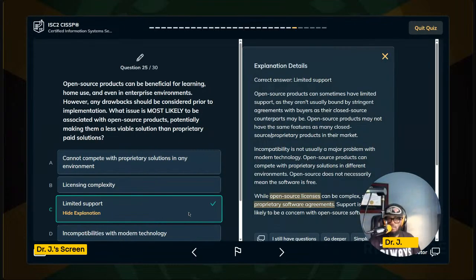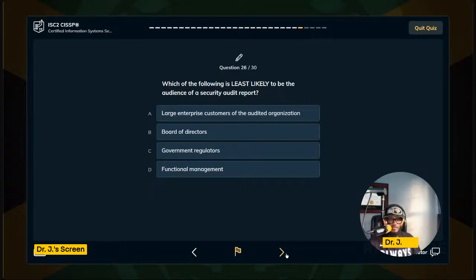Also, open source products can sometimes have limited support as they aren't usually bound by stringent agreements with buyers as the closed source counterparts are. Open source products may not have the same features as many closed source proprietary products in their market. Again, it's not going to have a help desk there for you with open source. It may have some documents, maybe on a Reddit or a GitHub or something like that. But that's essentially it. So you really have to know what you're doing if you're going to use open source, especially if something goes wrong.